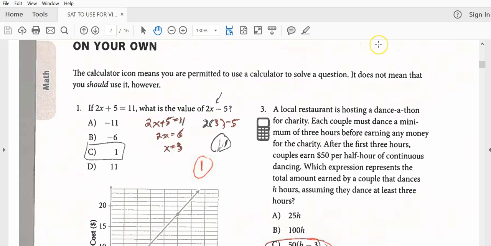A is, if 2x plus 5 equals 11, what is the value of 2x minus 5? A is minus 11, negative 6, 1, 11. Alright, so those are our choices. So here, we'd solve this first equation, and then plug in that value, which we would get 3, plug it in to get the final answer of 1.